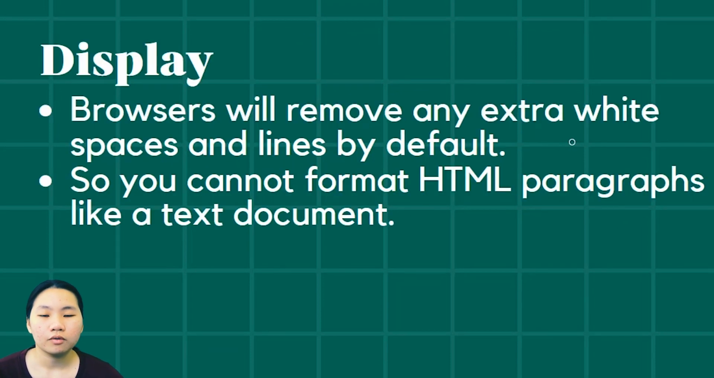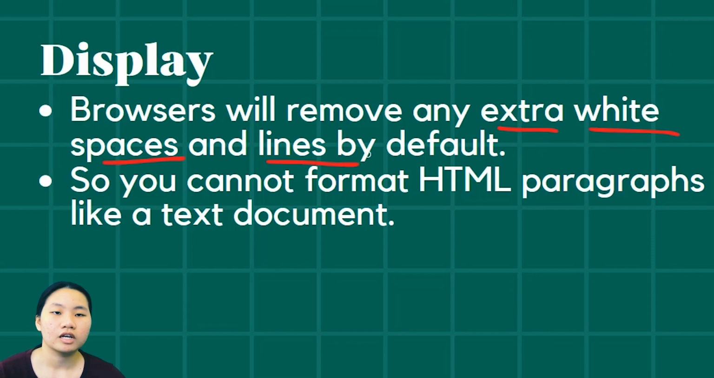Okay, so what you need to know beforehand is that with P, div, H1 or anything like that, the browsers will remove any extra white spaces and new lines by default. So it doesn't matter if you write a poem, for example, that has multiple new lines, it's just going to be one chunk of text after another in the website. So you can't really format it like how you would with a text document, right?